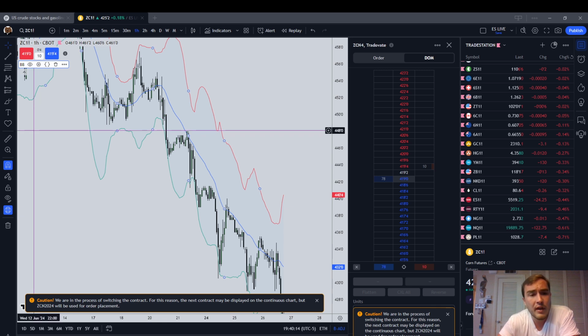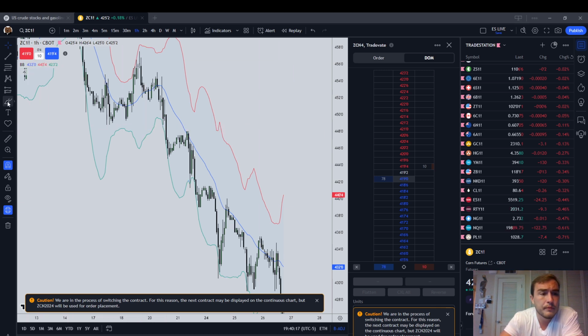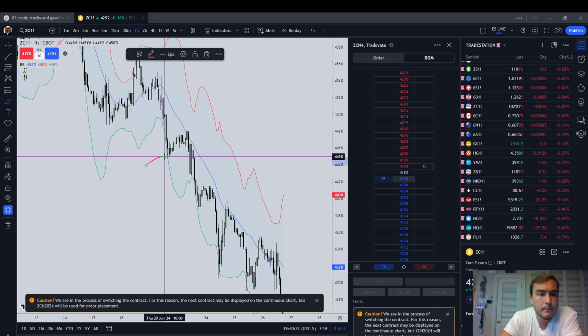So, for example, if we can see here, I'm going to point out an example of where this would have worked. If you would have bought corn futures somewhere around here, you had an easy trade back to the 20 period simple moving average.